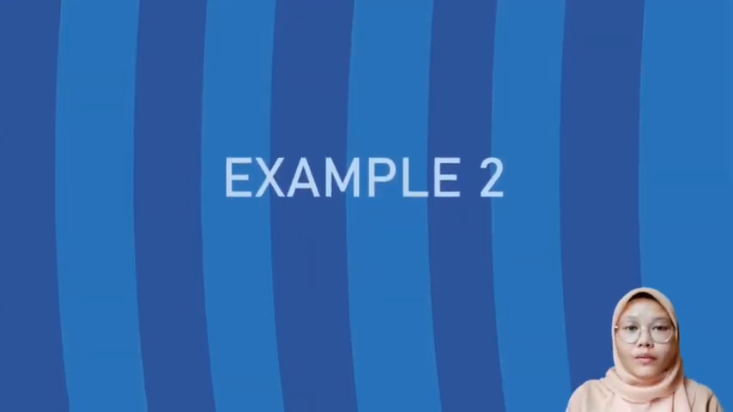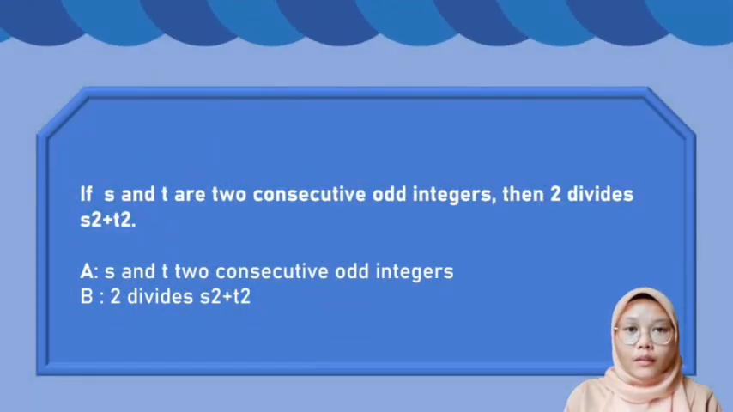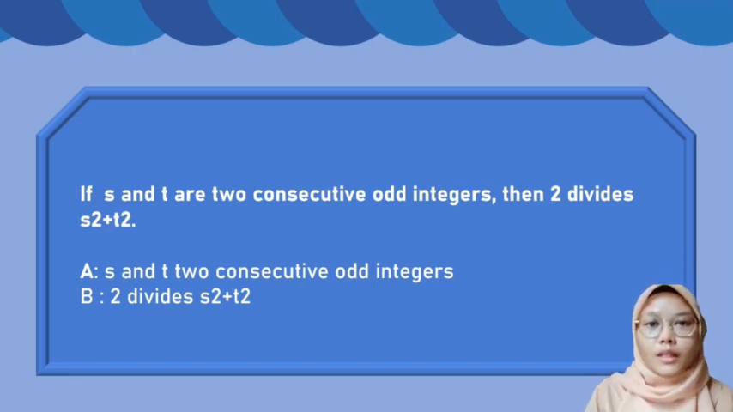The next question for forward-backward is: if s and t are two consecutive odd integers, then 4 divides s squared plus t squared. The first step is we must recognize the A and B statements. For this question, the A statement is s and t are two consecutive odd integers, or the hypothesis.